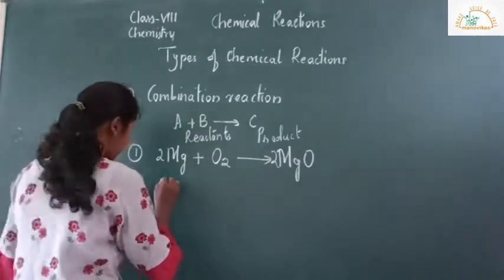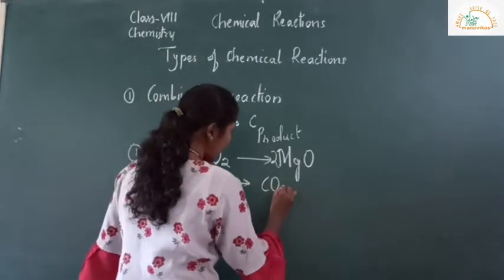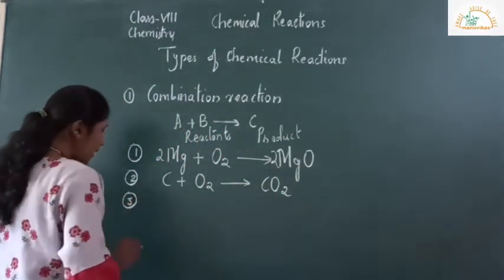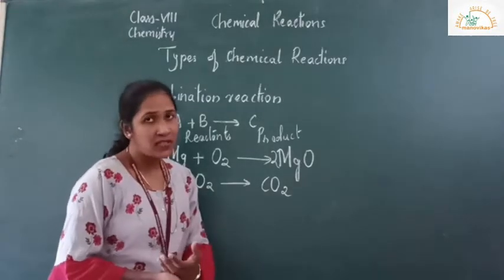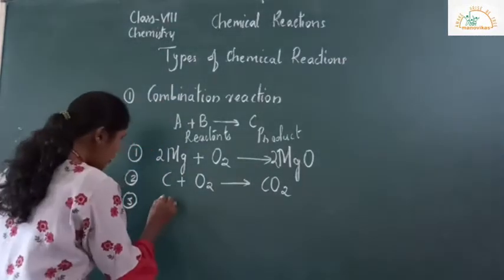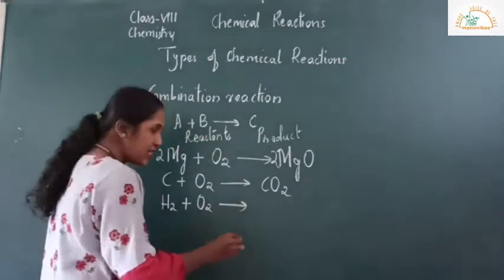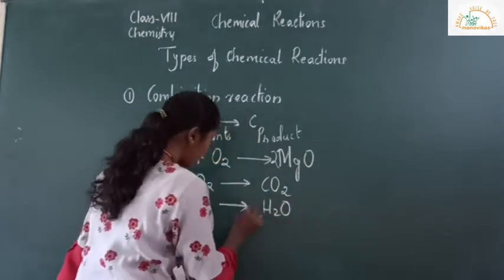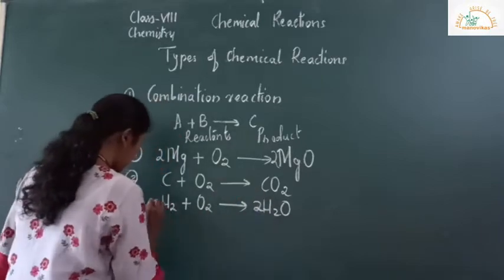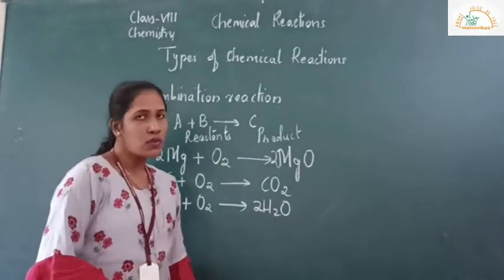Burning of carbon. So carbon in presence of oxygen, what we get is carbon dioxide. Third one is the burning of hydrogen, which is also considered as a combination reaction. That is, hydrogen is combined with oxygen and what we get is water. So here you need to balance this. So this will be 2H2 plus O2 gives 2H2O.